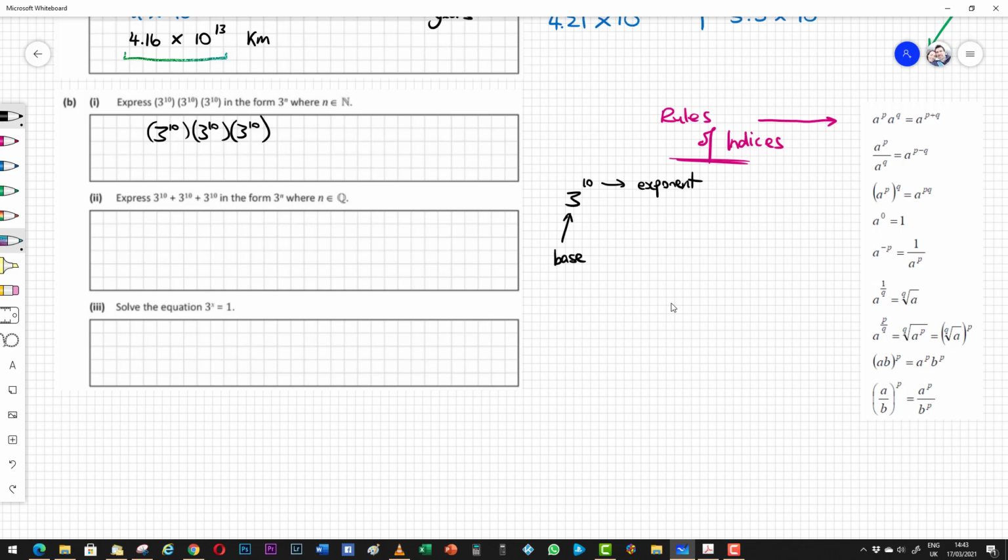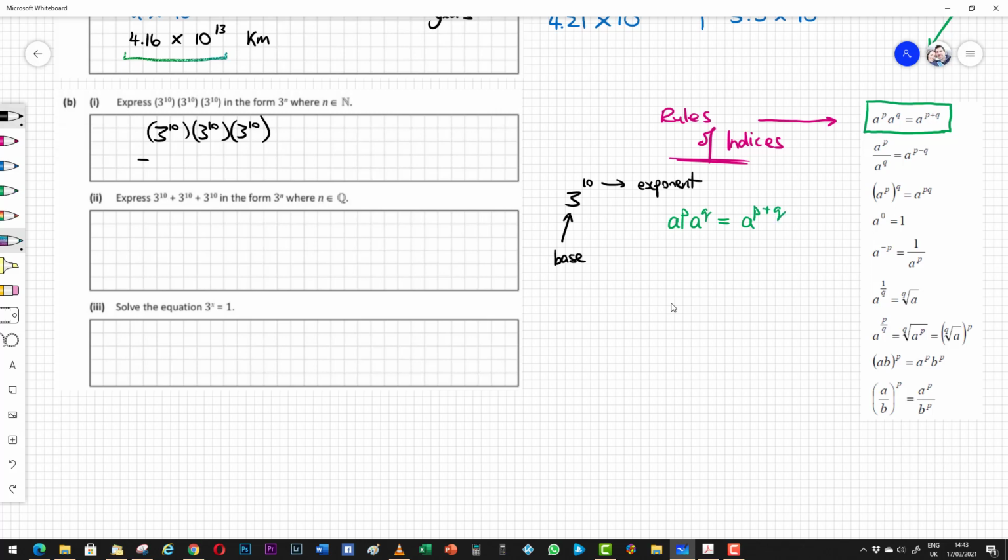But we have a rule. The first rule here says that if you multiply numbers and they have the same base number, you can add the powers. So the rule here is if you have a to the power of p times a, the same base number, to the power of q, a different power, you can write it as the one base a, and then you can add the powers, p plus q. So that's what we're going to do in the first one.